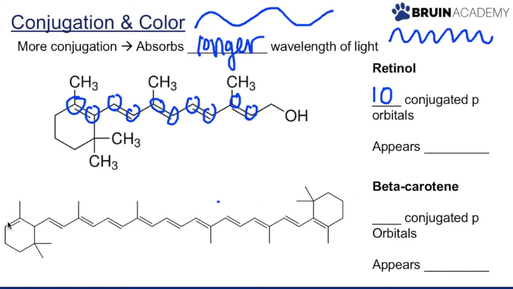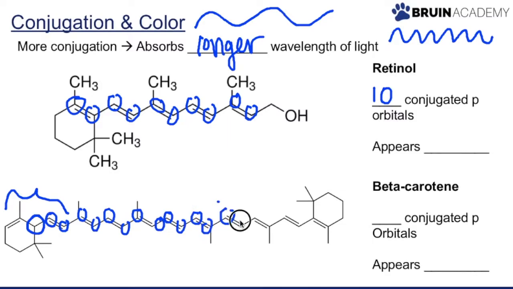And then beta carotene, let's look at this part over here just to highlight these are not conjugated. And you can tell that because this carbon does not have a p orbital. So make sure not to go too fast and count something that doesn't apply to the conjugated molecule. However, this one does. So 2, 3, 4, 5, 6, 7, 8, 9, 10, 11, 12, ... 19, 20. So beta carotene has 20 conjugated p orbitals. So beta carotene is more highly conjugated than retinol is.